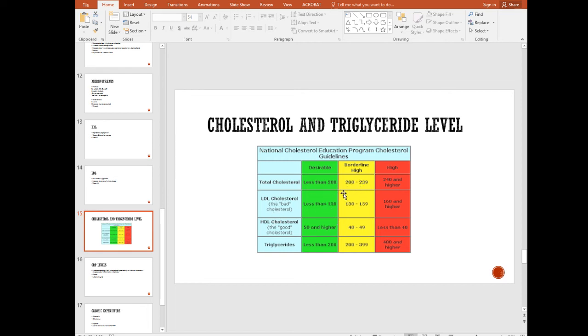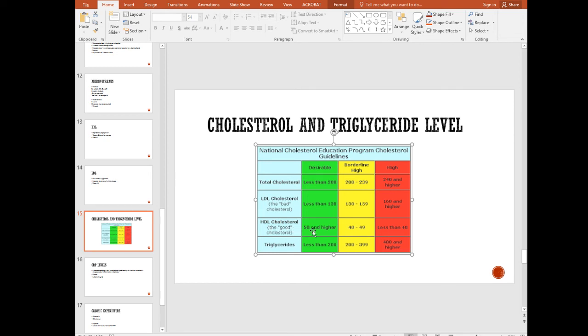And really what you should look at is your cholesterol ratio. We'll talk about that in just a second. Let me finish this. So LDL cholesterol less than 130 is good, and then borderline high is 130 to 159. And anything over 160 is high.